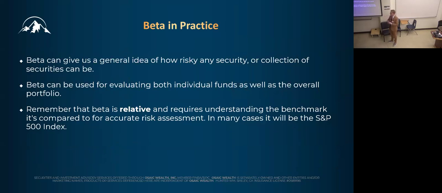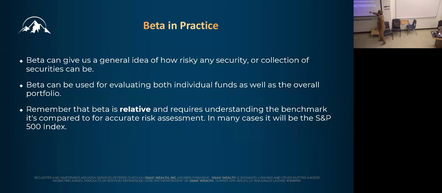Like if you know that your beta is 0.6 and you see the S&P drop by 5%, you might think, okay, well, I'm probably only down around 3%, and it gives you some peace of mind, some easy sort of reference point that you can call back to for the volatility of your portfolio. Remember though, beta is relative and it requires understanding the benchmark you're comparing it to for an accurate risk assessment. If I compared a growth stock fund to the bond aggregate, it wouldn't be fair, and the beta would be 3 or 4 or 5 or 6 times, and it just wouldn't really make any sense.